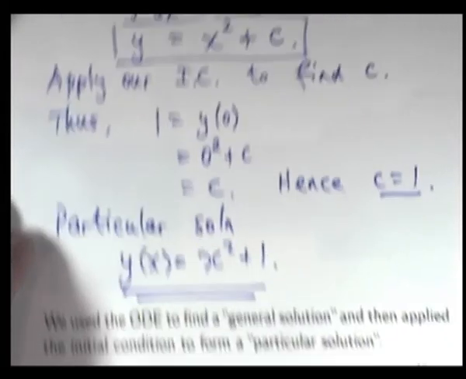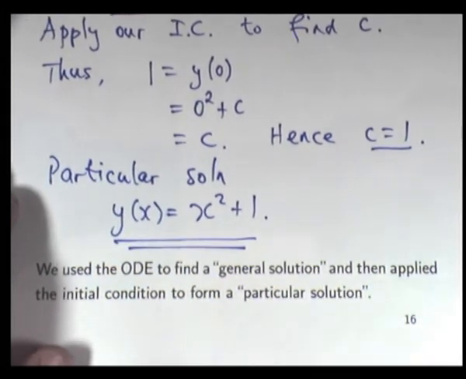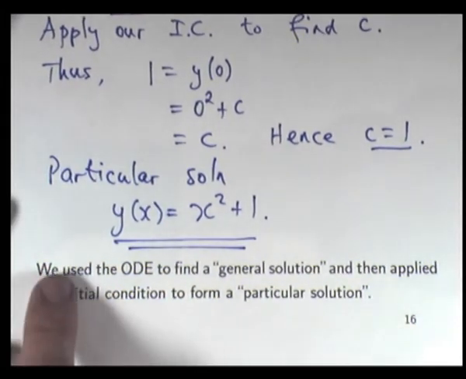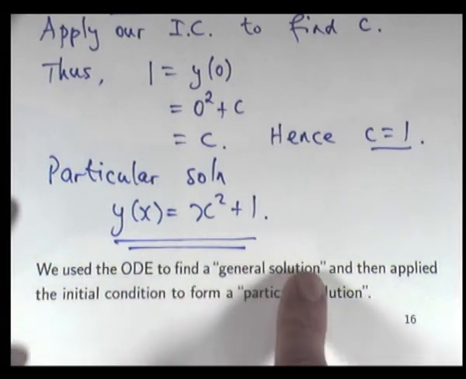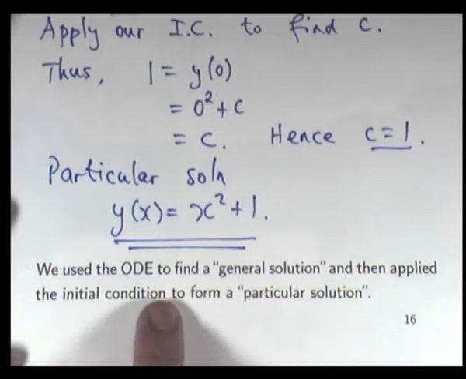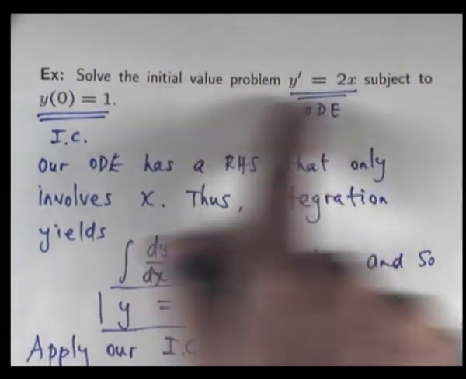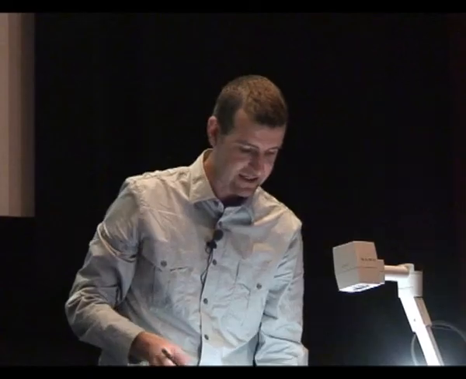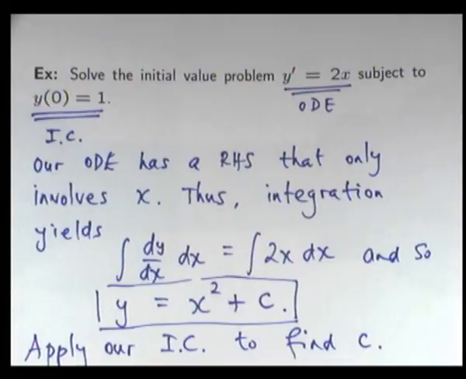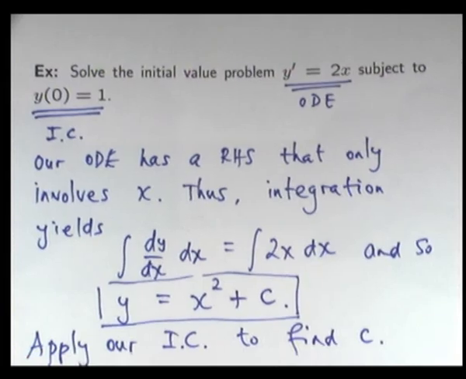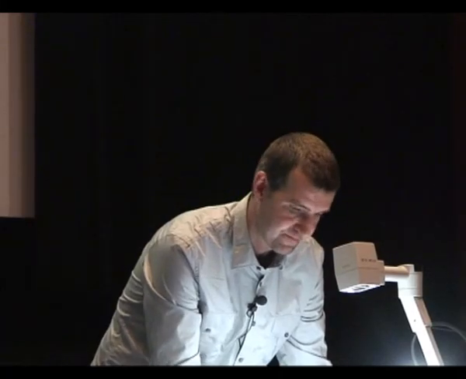Note that the method was first involving the ODE to find a general solution, and then we applied the initial condition to form a particular solution. In other words, we got a particular value for our constant of integration. Now, I must admit, this is a very easy problem to solve. And when we move on to other types of equations, it's going to be much more difficult. All this really required was an integration method.